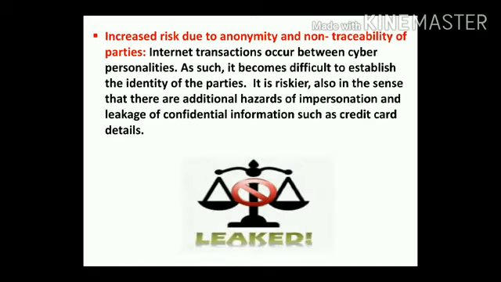And the next limitation is increased risk due to anonymity and non-traceability of parties. Internet transactions occur between cyber personalities. As such, it becomes difficult to establish the identity of the parties. Moreover, one does not know even the location from where the parties may be operating. And it is riskier also in the sense that there are additional hazards of impersonation and leakage of confidential information such as credit card details. Then they also have the problems of virus and hacking.